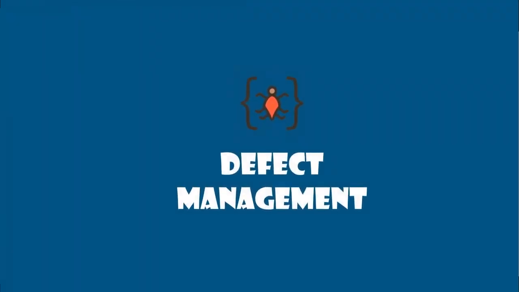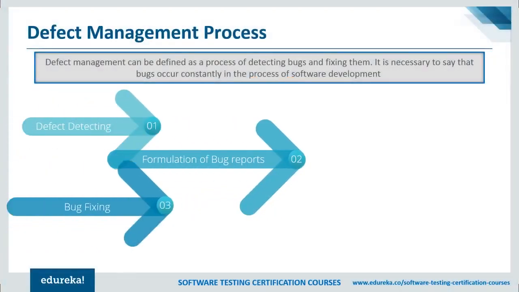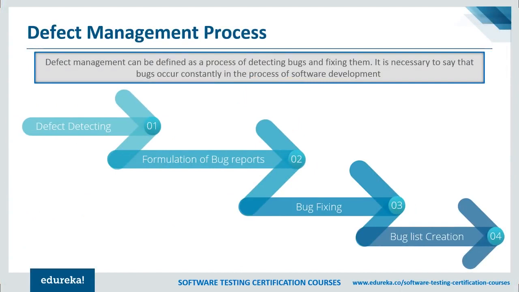Now let's talk about defect management. As we know, defect management is a part of the software testing process. But what exactly defect management in software testing is, is not well known. Now I will talk about it and tell you what exactly the defect management process is. To realize what the defect management process actually is, we should first understand the definition. Generally, defect management can be defined as a process of detecting bugs and fixing them.